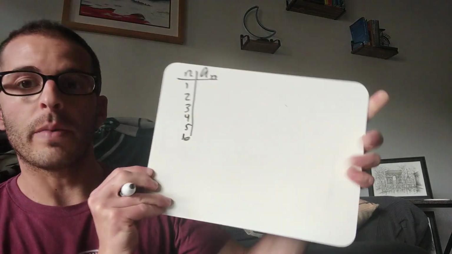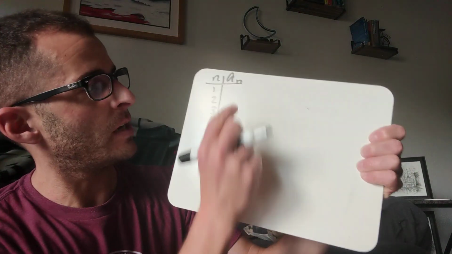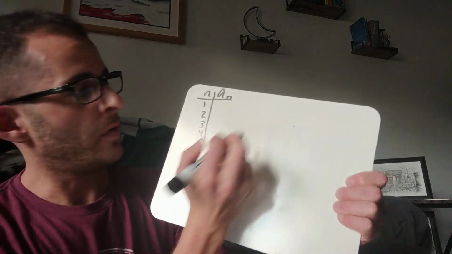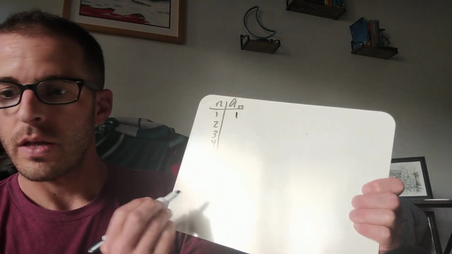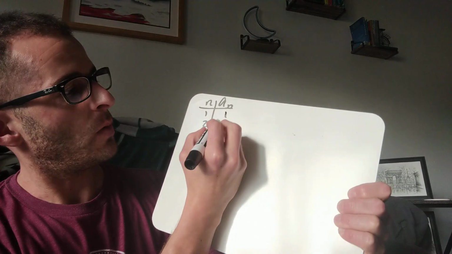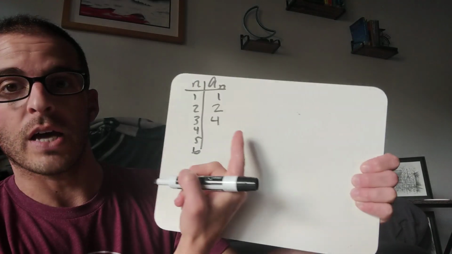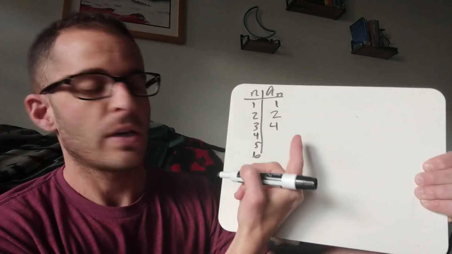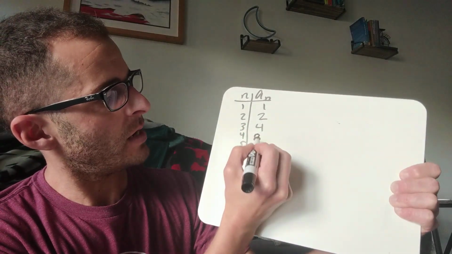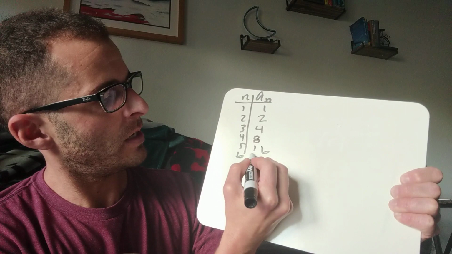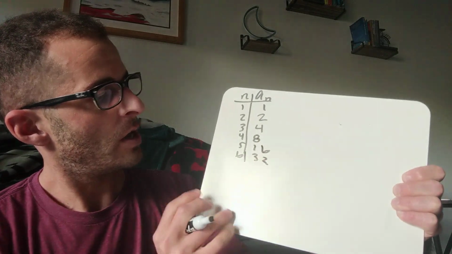Okay, so remember, we're going to use n instead of x. We're going to use a sub n instead of y. The first term is 1. The second term would be 1 times 2. 2 times 2 is 4, and the book gave us that, so that's correct. Sorry about the glare. 4 times 2 is 8. 8 times 2 is 16. 16 times 2 is 32.